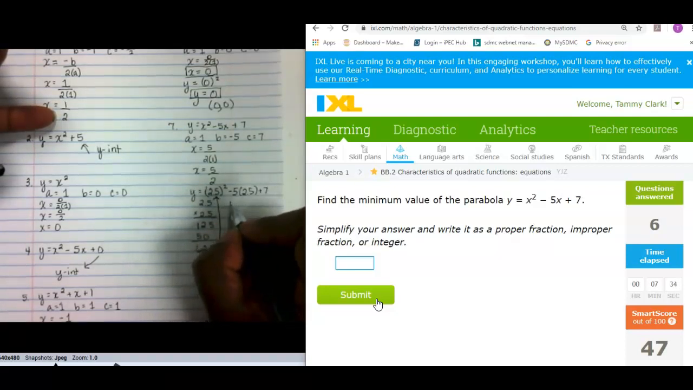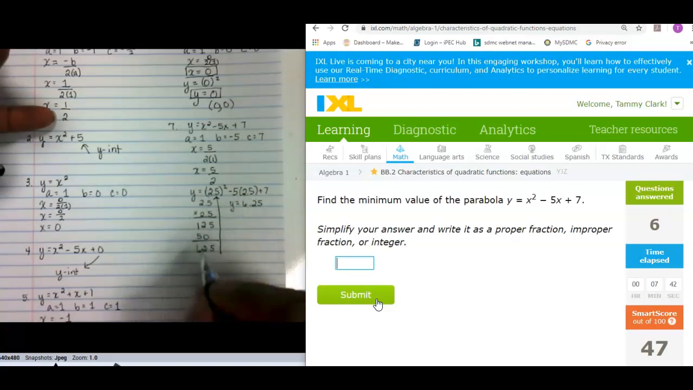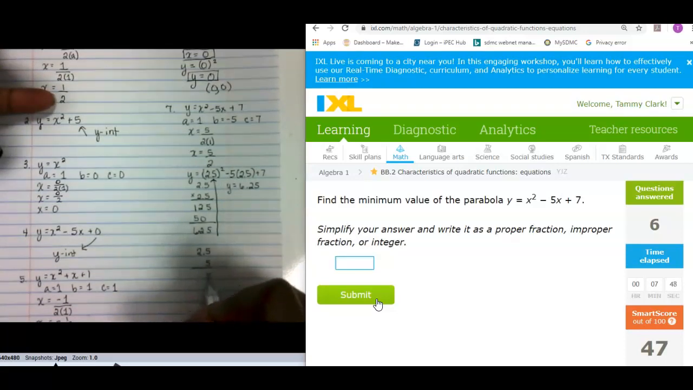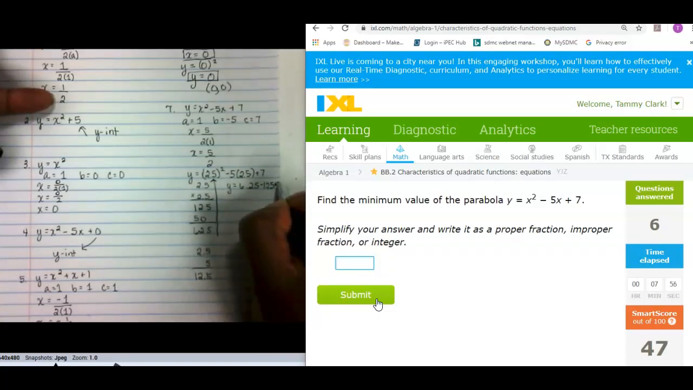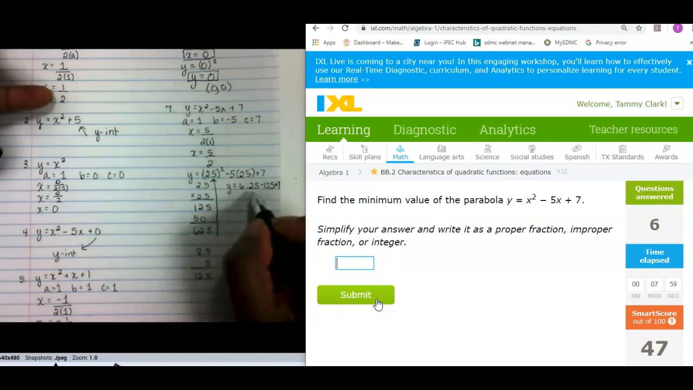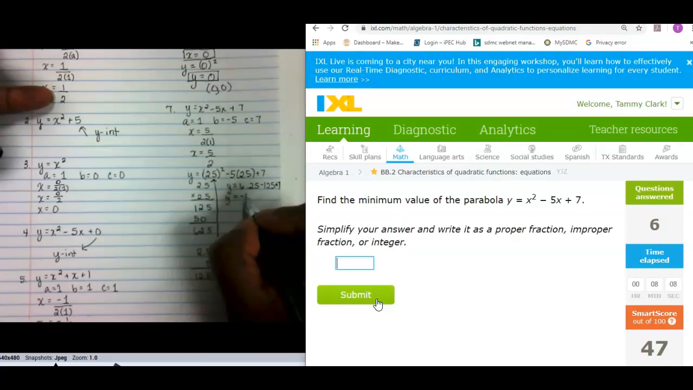So we've got y is equal to 6.25 and then negative 5 times 2.5. So 2.5 times 5, that's 12.5. So that would be minus 12.5 plus, I'm running out of room, 7. So 6.25 minus 12.5 is actually negative 6.25. And we're going to add 7 to that. So we know our answer is going to be positive.